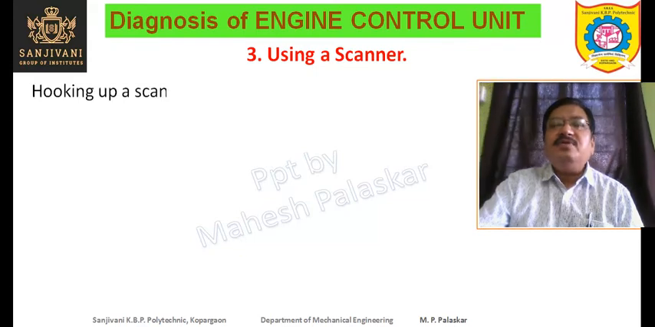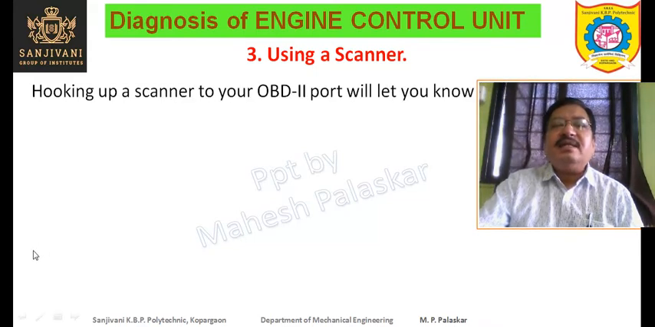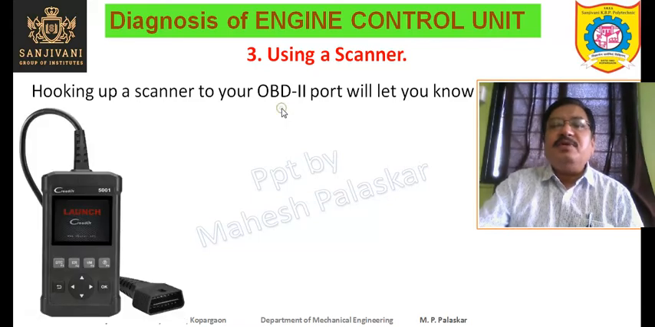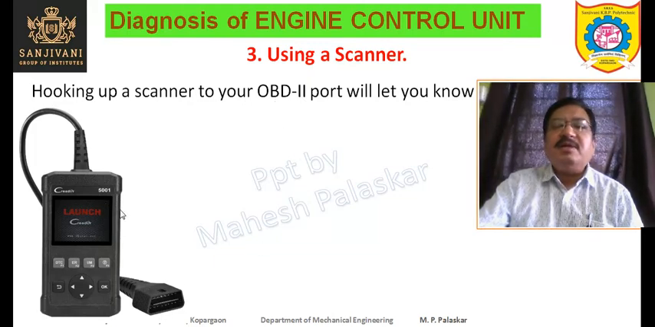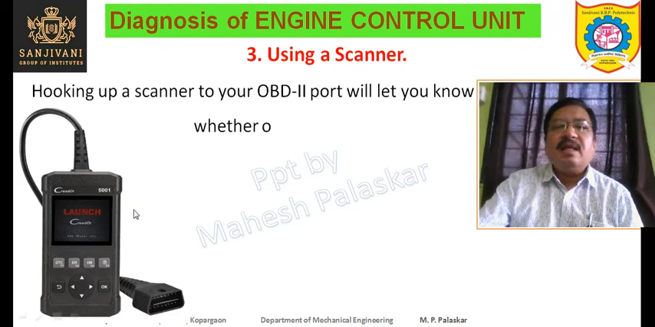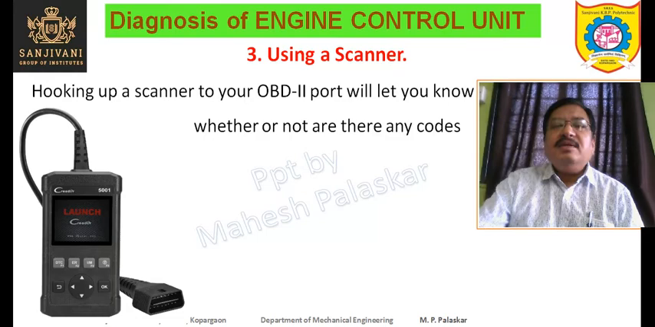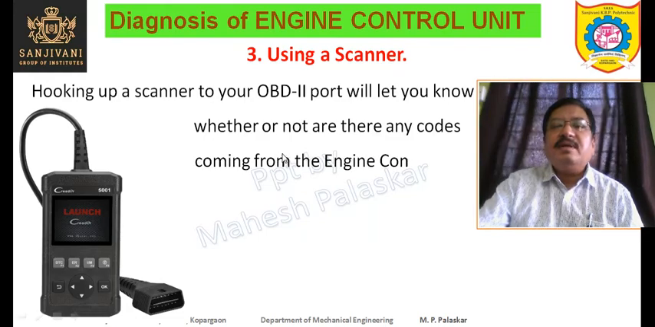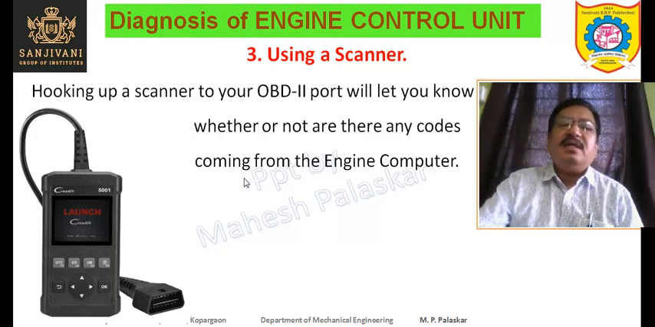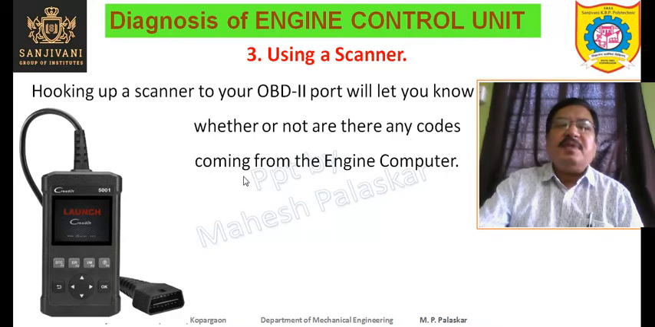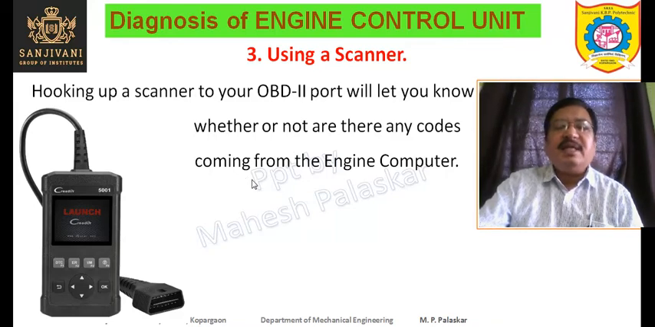Now the third way is to use a scanner. You can connect a scanner to the OBD2 port. There is an OBD2 port, and to that port you can connect the scanner like this. From here, this pin can be connected to the OBD2 port, and you have to check whether the proper codes are coming from the engine computer, the ECU. That has to be checked.